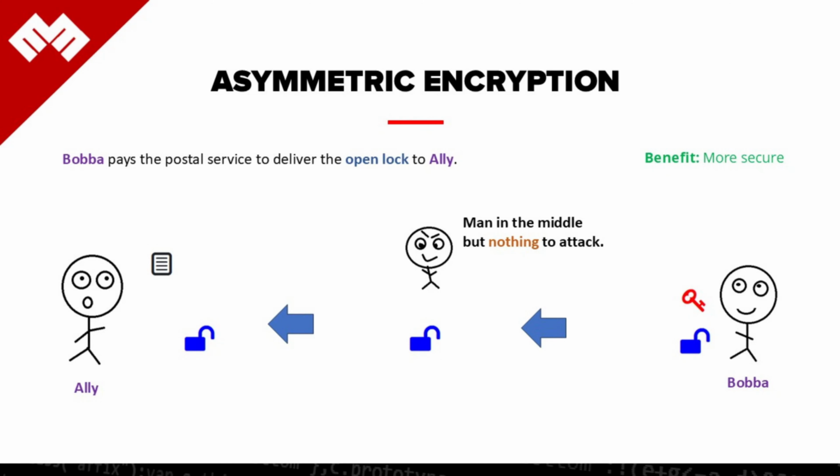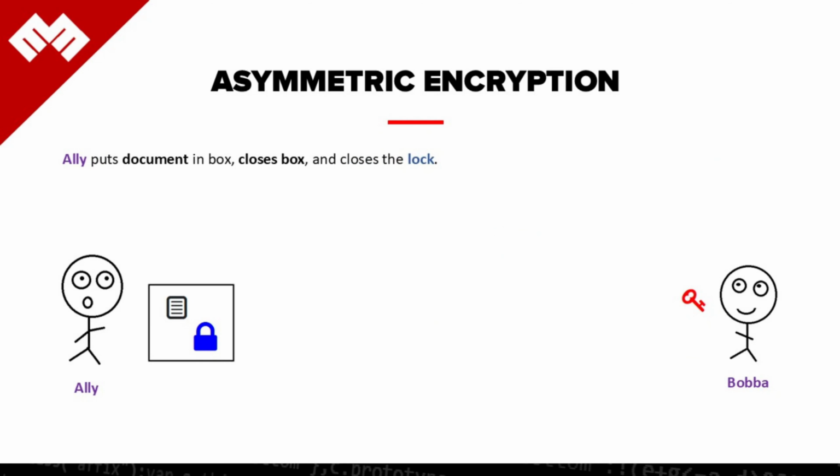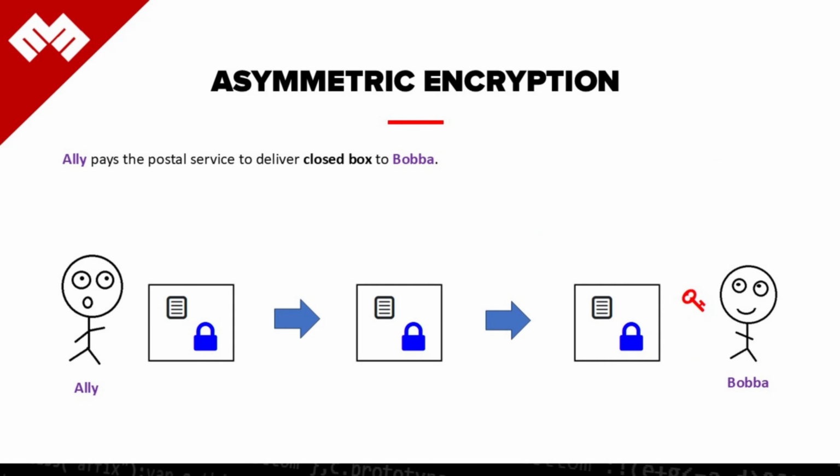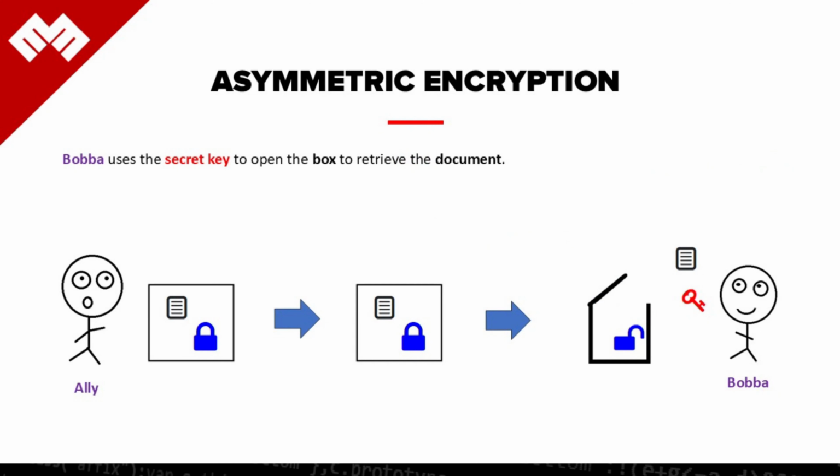When Ali receives Boba's open lock, Ali places her message into a box and locks it with Boba's lock. Ali then pays the postal service to deliver the box to Boba. If a bad actor intercepts the locked package while it is in transit, the bad actor does not have a key to open the box and read Ali's message. When Boba finally receives the package, only Boba has the secret key to open the lock to read Ali's message. As you can see, a secret key was never shared between any parties in this process, which is what makes asymmetric encryption more secure than symmetric encryption for internet applications.